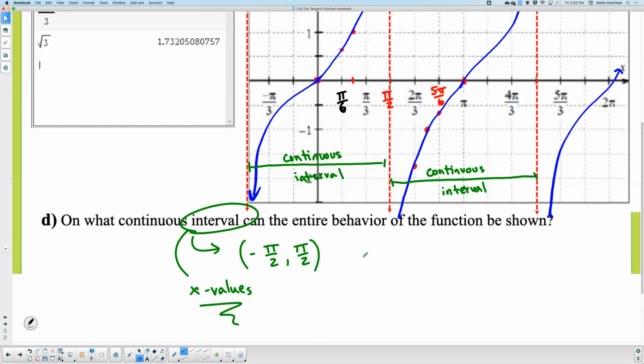I could put in an or here, or you could say this is pi over 2 to 3 pi over 2. That's also shown on the graph, but we'll use negative pi over 2 to positive pi over 2. Okay, that's the general overview.